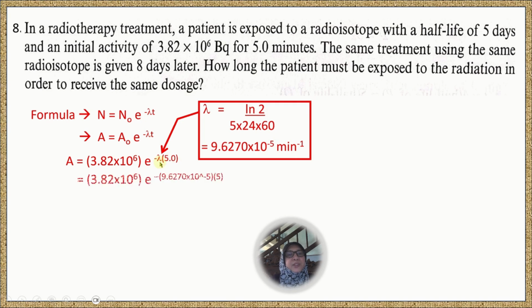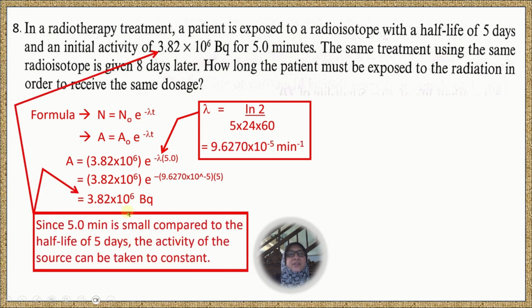You substitute into here and you get the activity is the same, 3.82 times 10 to the power of 6 becquerel. Why is it the same? Because 5 minutes compared to 5 days is a very short time, so nothing changed and it still has the same activity. 5 minutes is small compared to the half-life of 5 days, so the activity of the source can be taken as a constant value here.